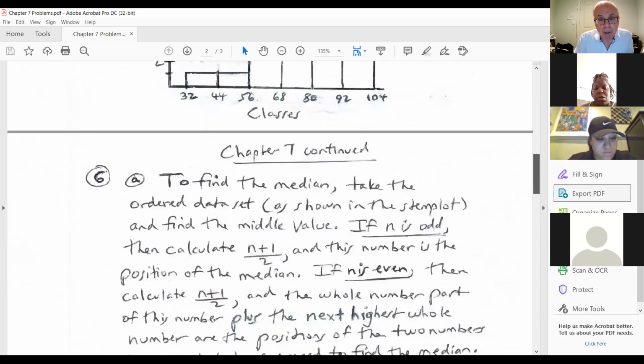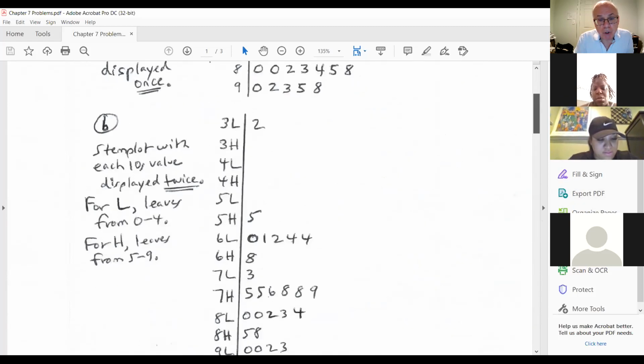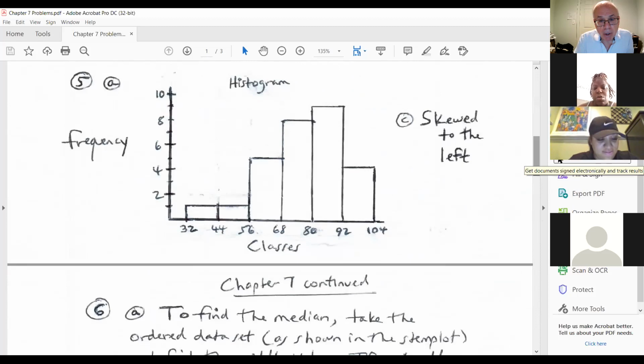Isn't that skewed to the right? No. Again, you're doing what most students do. They look at where most of the data is. Skewed means where the tail is. If you drew a curve around it, it's tailing to the left. Where the tail is. Write it down.